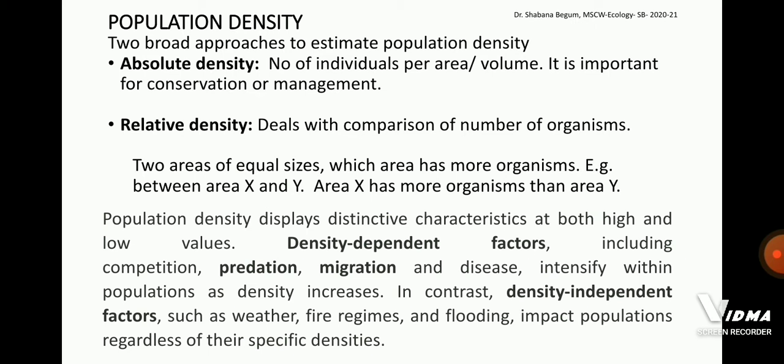So you can say that population density also displays distinctive characteristics at both high and low values. There are density dependent factors including competition, predation, migration and disease, which intensify within populations as density increases. In contrast, density independent factors such as weather, fire regimes and flooding impact populations regardless of their specific densities.